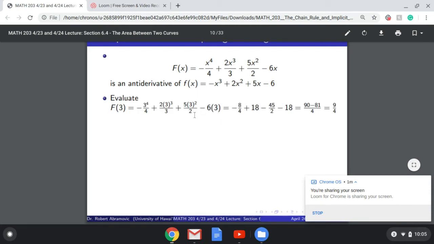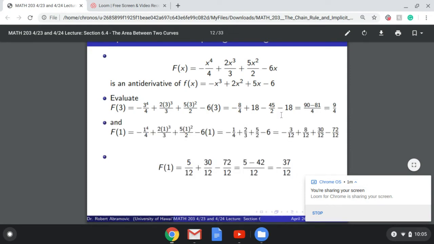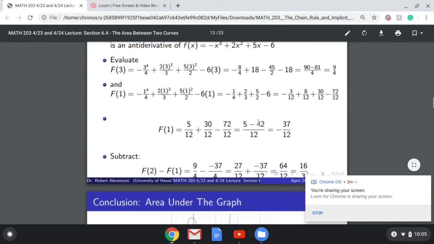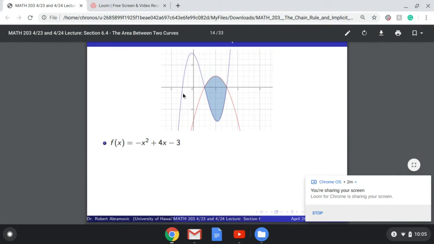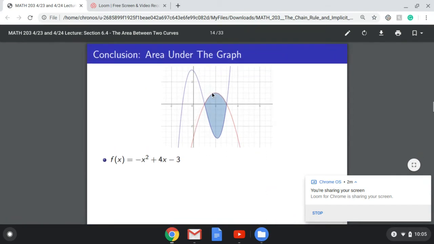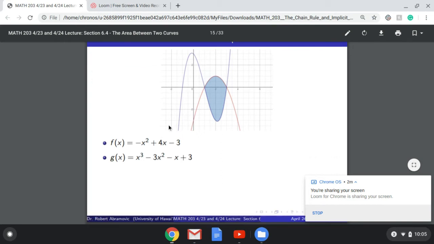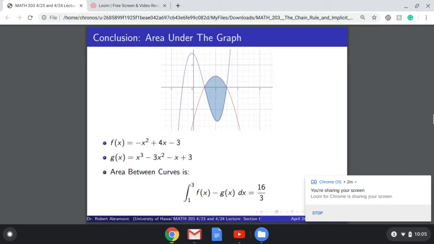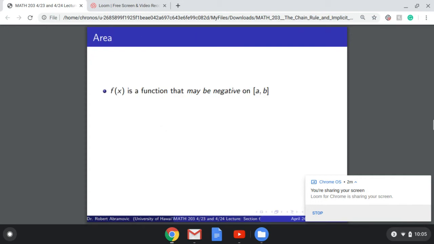And when we plug in 3, we get 9/4. When we plug in 1, we get minus 37 over 12. We take their difference, which ends up being 16/3. And let's look at this. What's the conclusion? The area under this curve, this blue region, is 16/3.